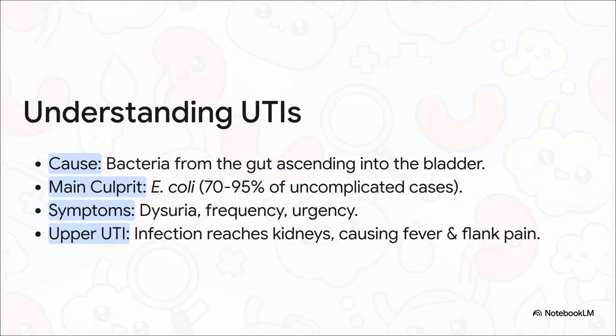Now for the science behind it. Most of these infections are caused by bacteria traveling up from the gut, and the main culprit by a long shot is E. coli. This bacterial invasion triggers an inflammatory response in the bladder lining, and that gives you those classic symptoms: dysuria, which is just the medical term for painful urination, plus frequency and urgency. Now, if those bacteria manage to travel all the way up to the kidneys, it becomes a much bigger deal called pyelonephritis, which can make you systemically sick with a fever and pain in your side.